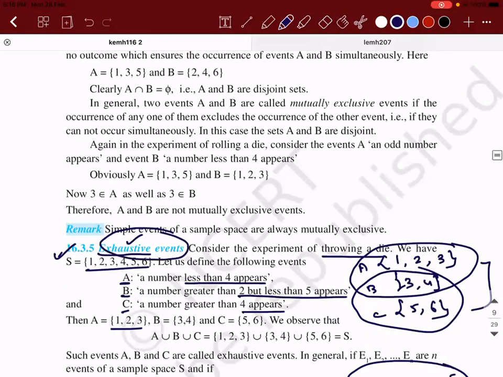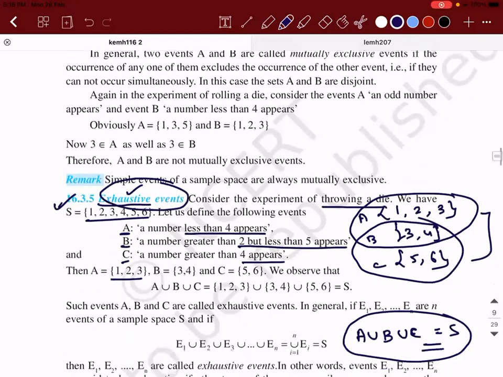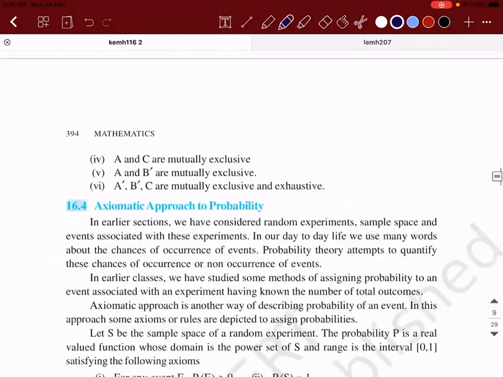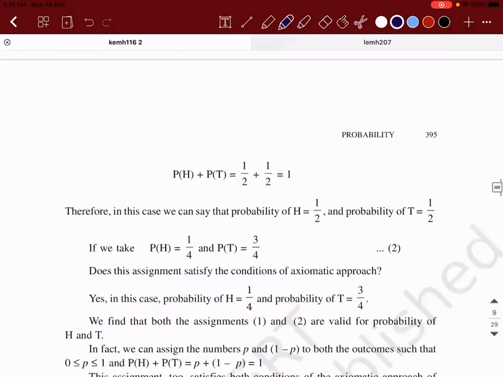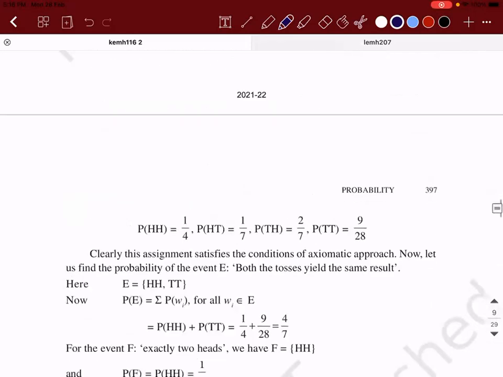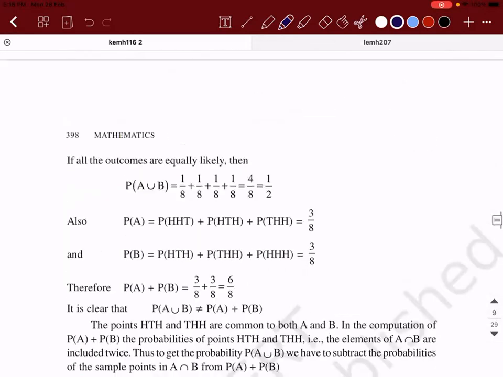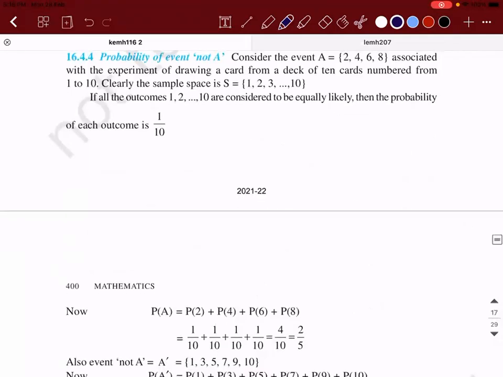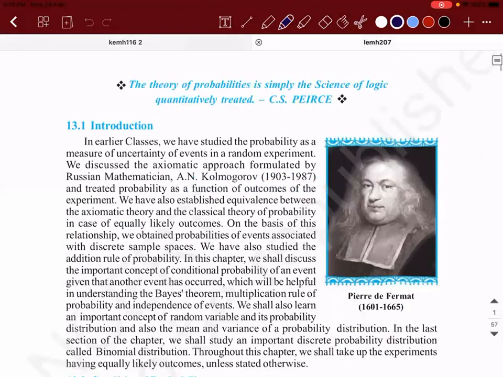The remaining part of the story goes to your 12th standard. Is there anyone having any doubt? No, sir. No? Okay. We'll go to the next part.